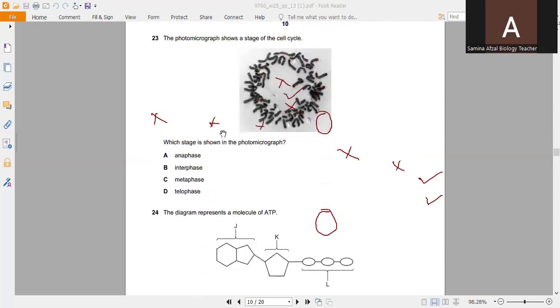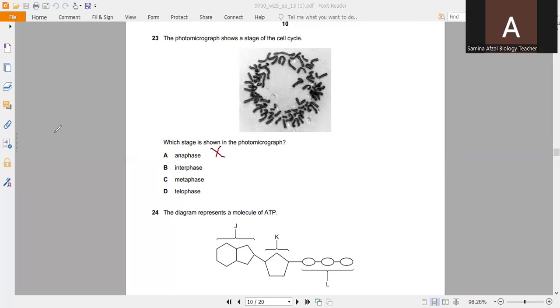Now we reach question number 23. You can see the photomicrograph shows a stage of the cell cycle. Which stage is shown in the photomicrograph? You can see this is anaphase. No, this is not anaphase, because at anaphase the chromatids would be seen separating and moving apart into two distinct groups. So A is not the correct option.